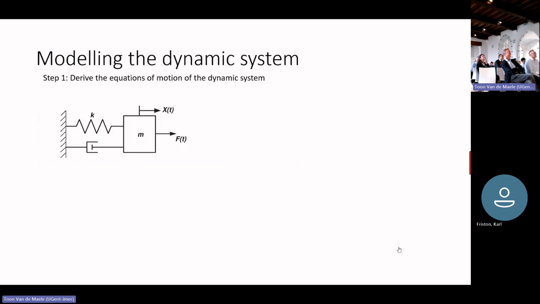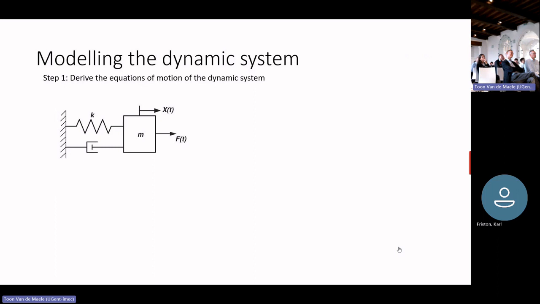Coming to the modeling part, in a mechanical system, the very first step when you see a robot or a physical system is to derive the equations of motion of that particular dynamic system. In this case, we have a spring mass damper system where there's a mass and a spring and a damper. I hope you understand the properties of these.